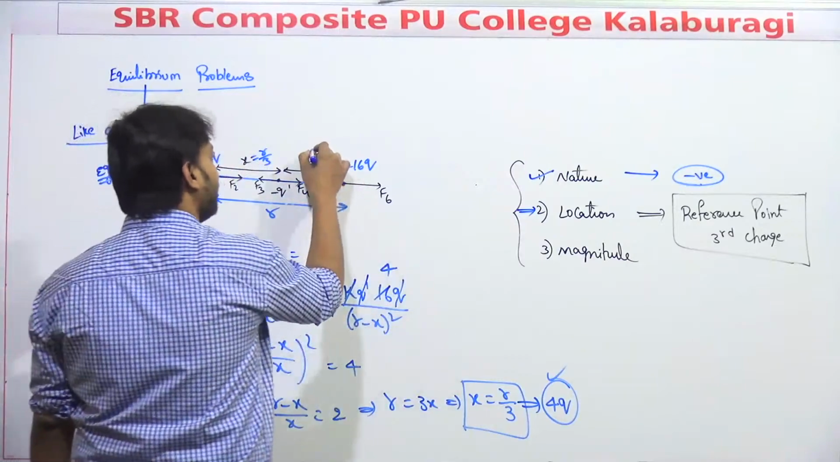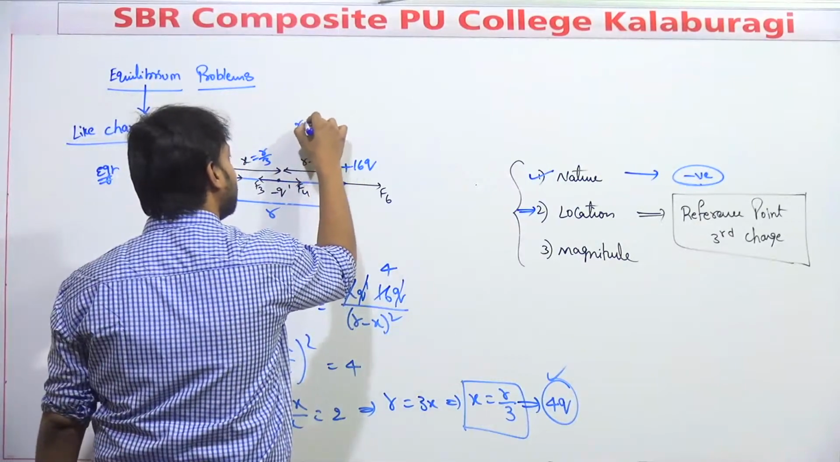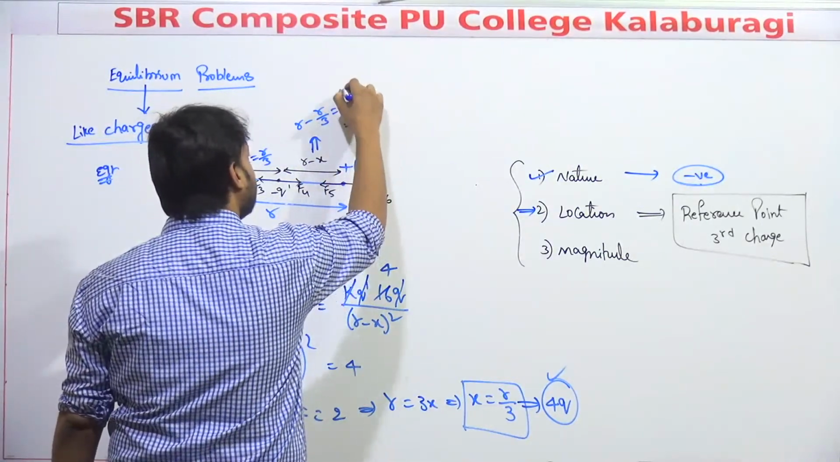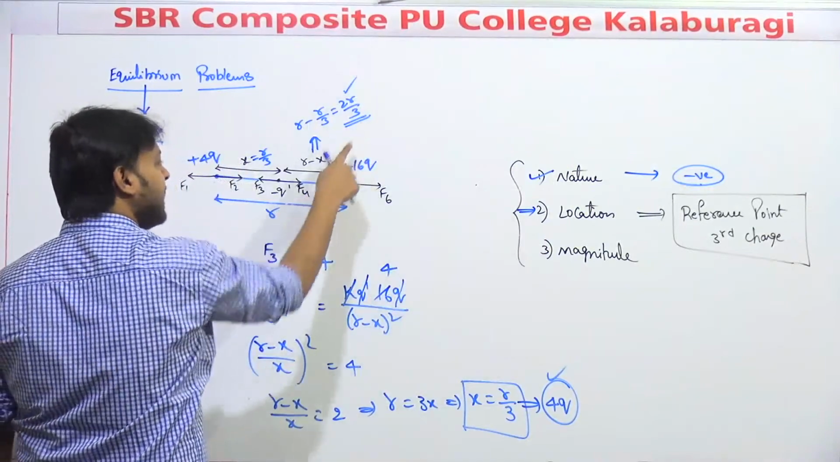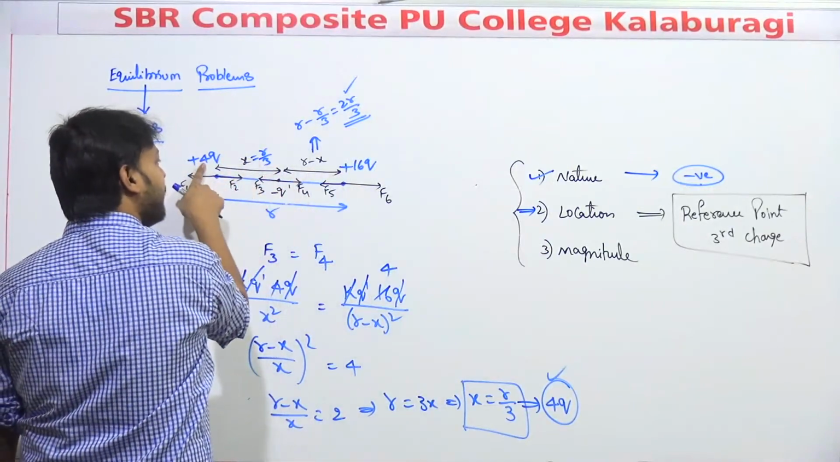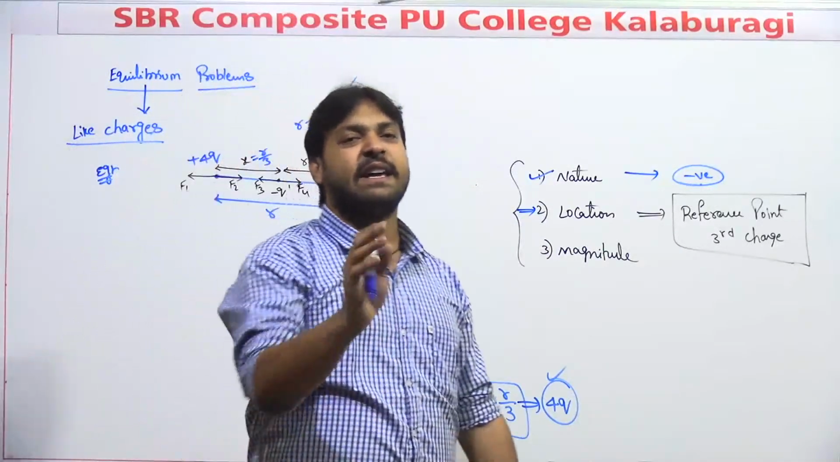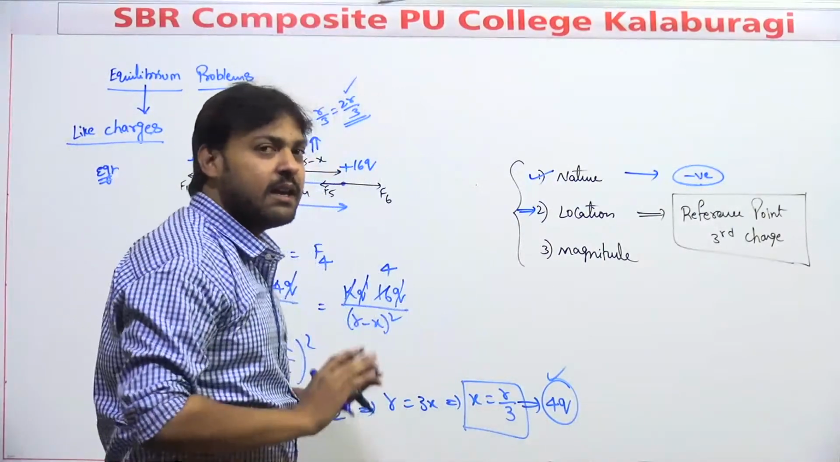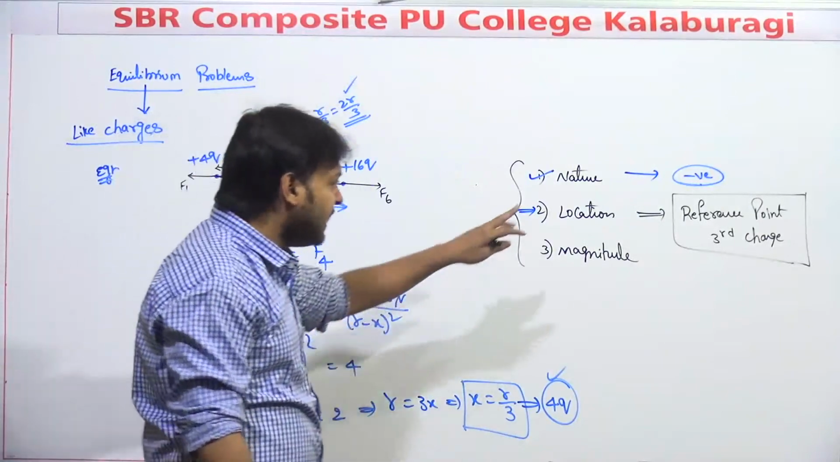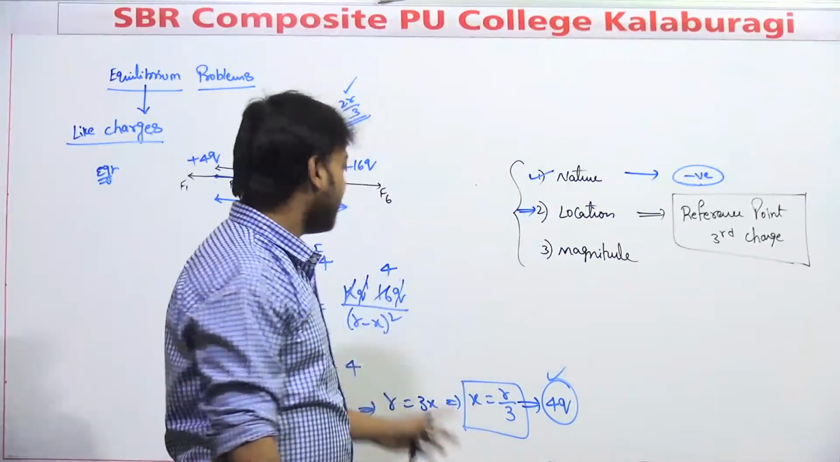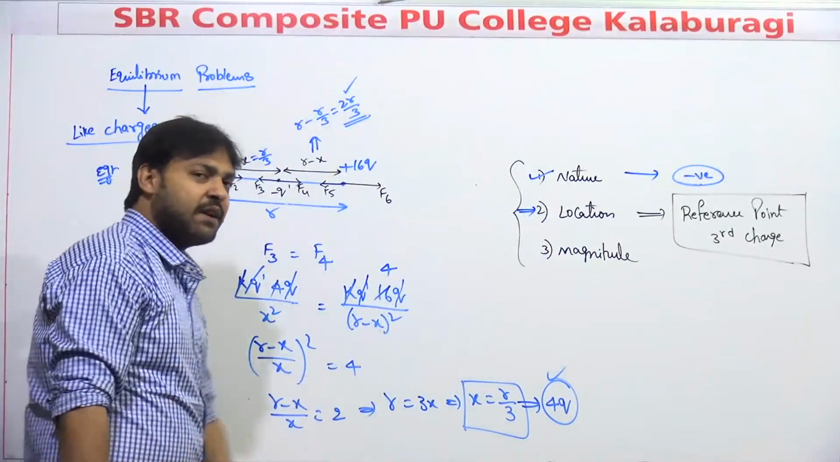Now from 16q, at what distance do you have to place it? That will be R minus R by 3, that should be 2R by 3. From 16q, at this distance you have to place it; from 4q, at this distance you have to place it, such that the system will be in equilibrium. Clear about the point? Whenever you want to write the location, please take the reference point as the third charge. Then the calculation part will be easy for you.